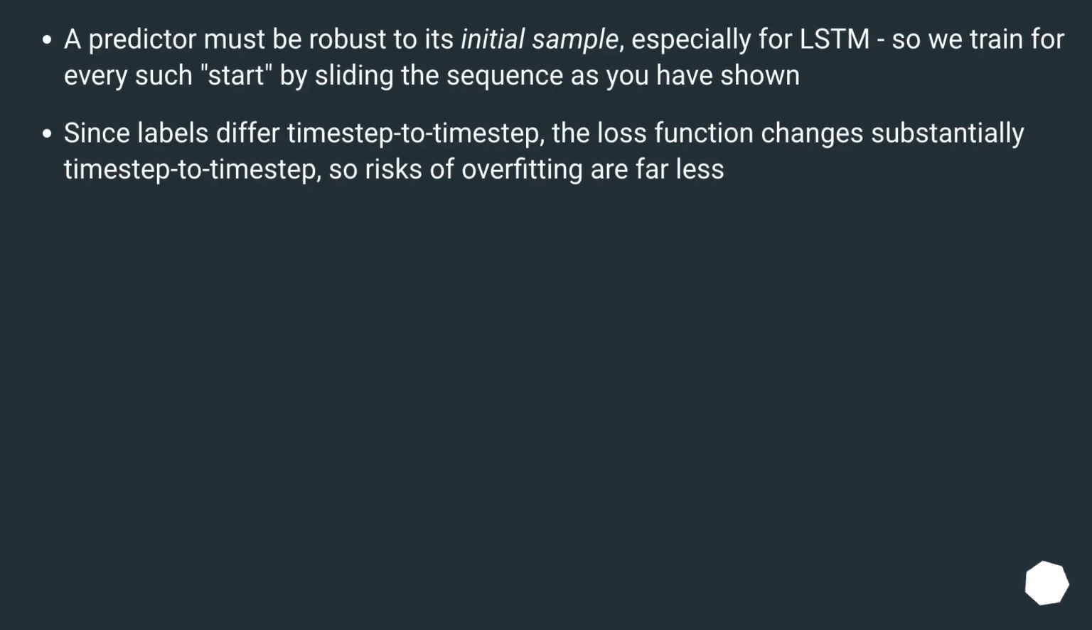A predictor must be robust to its initial sample, especially for LSTM, so we train for every such start by sliding the sequence as you have shown. Since labels differ time step to time step, the loss function changes substantially time step to time step, so risks of overfitting are far less.